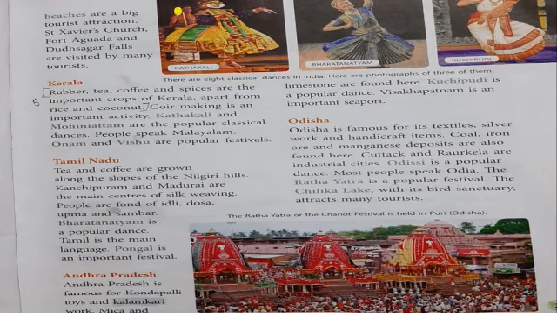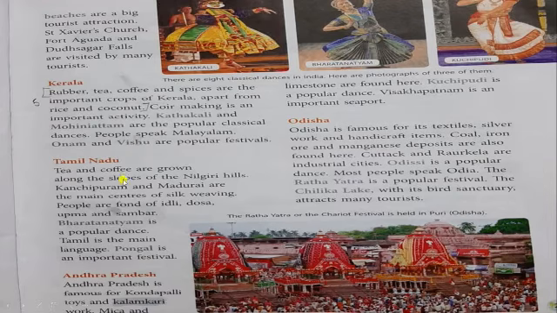That is known as coir. So coir making is an important activity. Kathakali and Mohiniyattam are the popular classical dances. People speak Malayalam. Onam and Vishu are popular festivals.